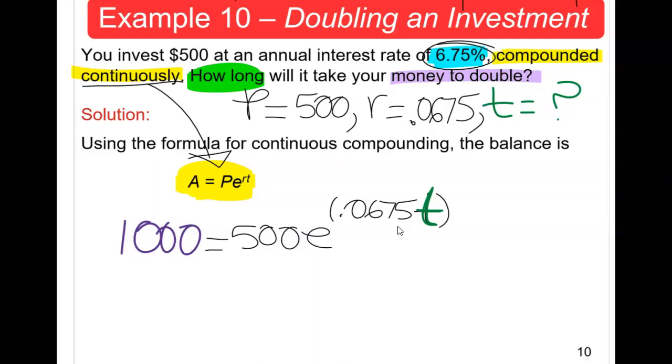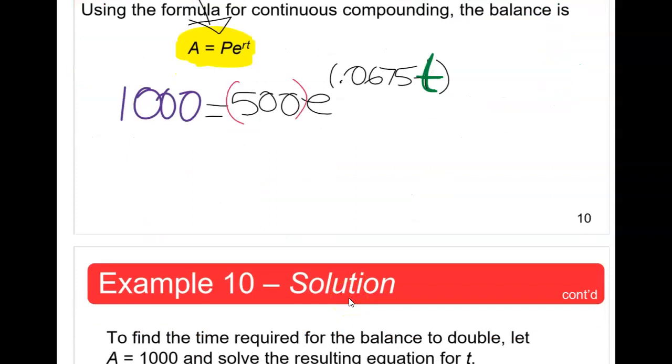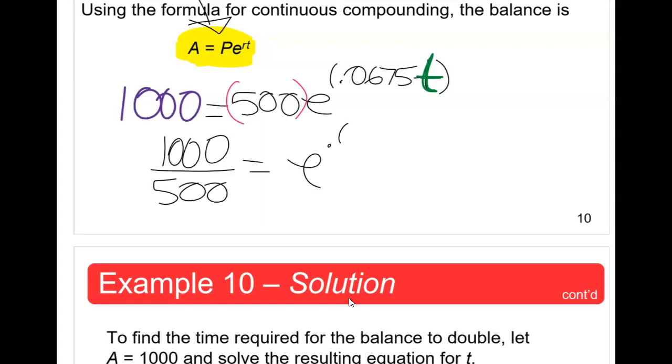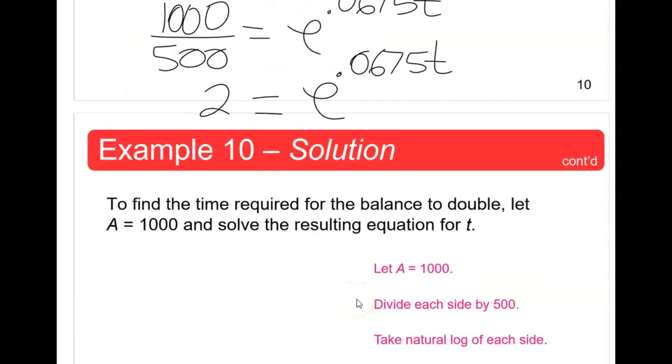Sometimes you may encounter a problem where you don't know what the initial value is, but if let's say we didn't know, we could still use P for principal, and then here we will use 2 times P, and it will still work out, and you will be able to find the time. Or if it's a triple, you would put a 3 here. But in this case, we know it's 500, so that's fine. So we start there, and then first thing we got to do is take this 500 across. The 500 is multiplying e, so then we take it across. It's going to be dividing. And so you know that 1,000 over 500 is equal to 2.